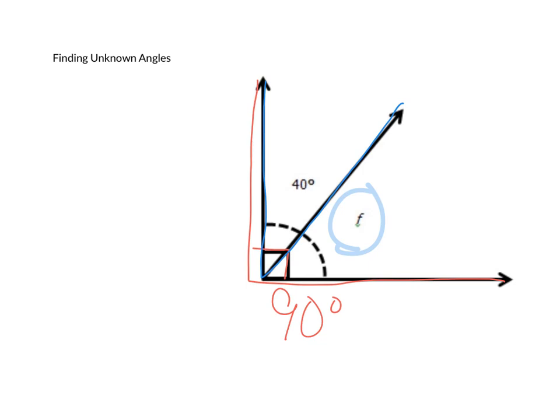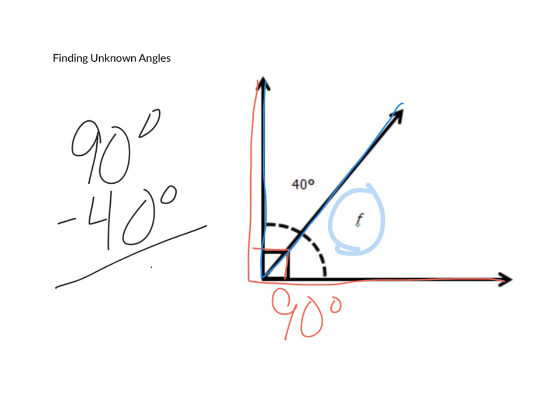So just like any other problem that you've done with unknowns, we've just got to do a little bit of math. So the math is we're going to take the total number of angle that we have, the largest that we have is our 90 degrees, and then we've got a 40, and so we're going to subtract these 2 degrees. 90 minus 40 is 50 degrees. So our unknown angle is equal to 50 degrees. That's how easy it is.